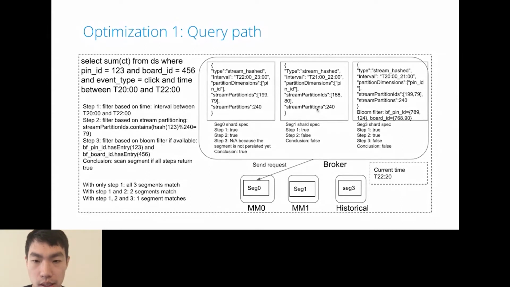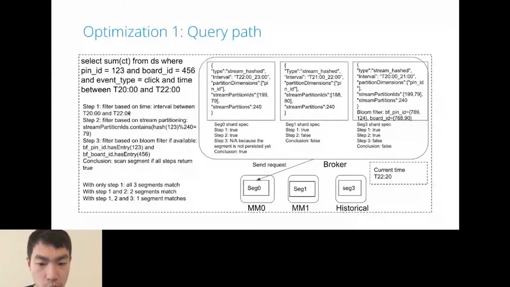Segment 1, for some reason, has late events, so it's also in middle manager. And then there's also segment 3 for T20, which is 2 hours ago. Suppose that's already been handed off to historicals, so it has an additional Bloom filter index there. For the other two, it only has string metadata.